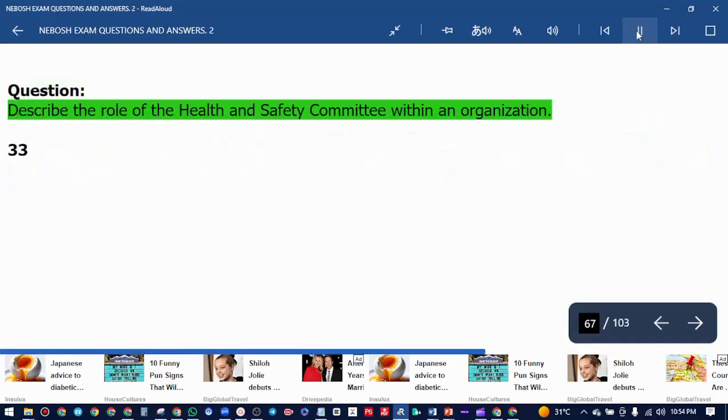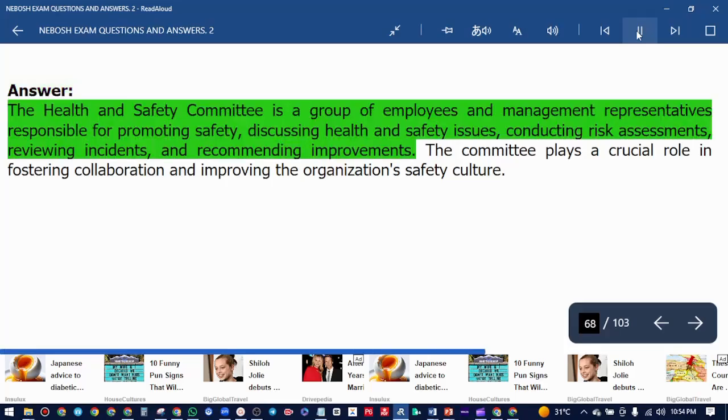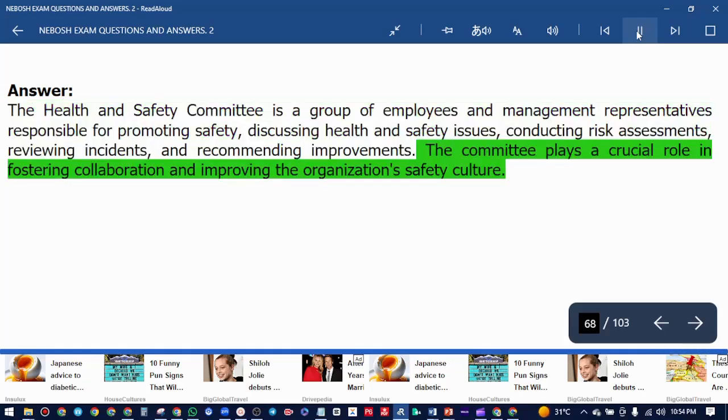Question 33. Describe the role of the Health and Safety Committee within an organization. Answer. The Health and Safety Committee is a group of employees and management representatives responsible for promoting safety, discussing health and safety issues, conducting risk assessments, reviewing incidents, and recommending improvements. The committee plays a crucial role in fostering collaboration and improving the organization's safety culture.